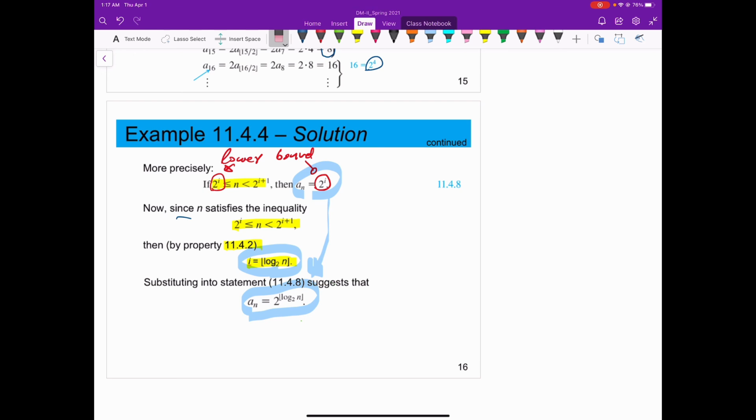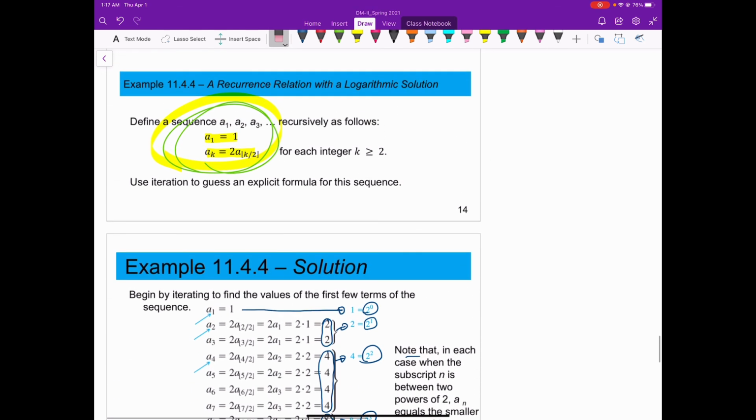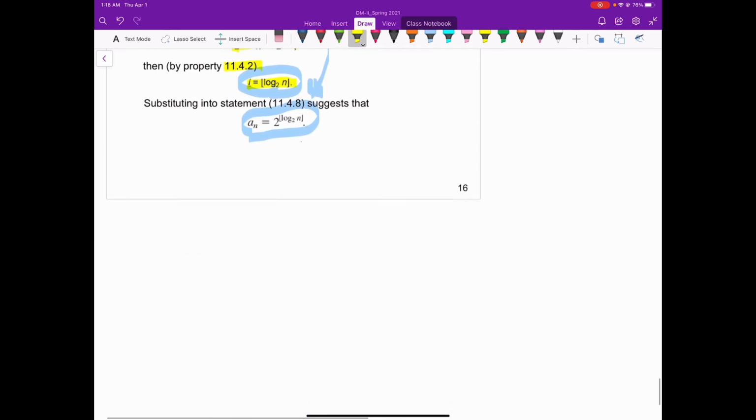Another application of the logarithmic function is that for a given recurrence relationship, you can get the explicit formula. So that is the end of the class. Thank you very much.